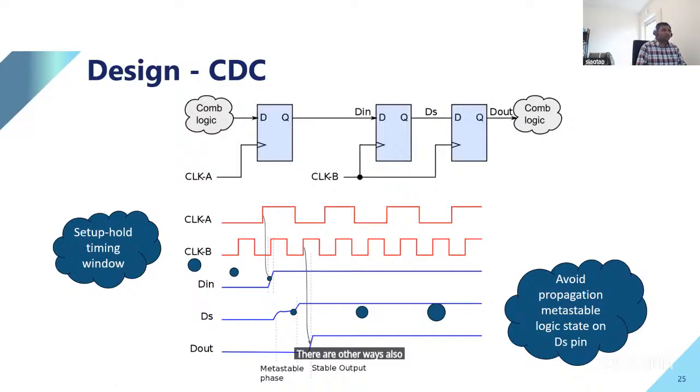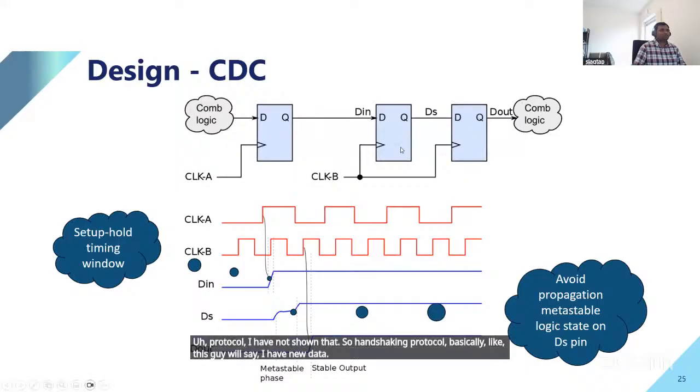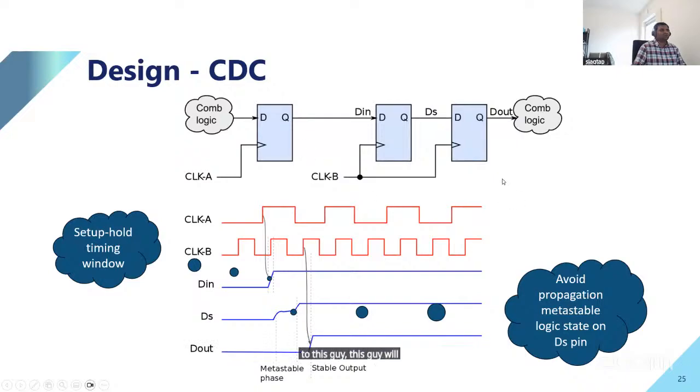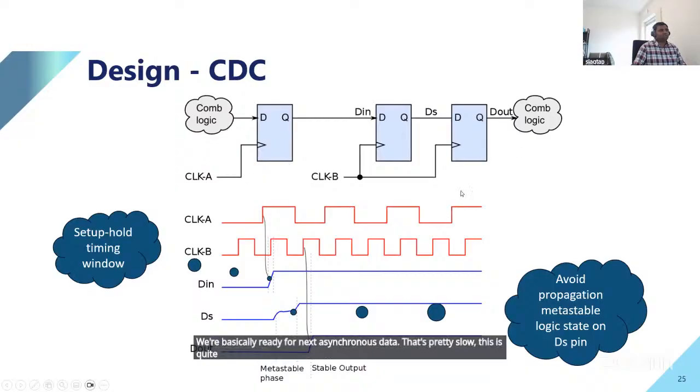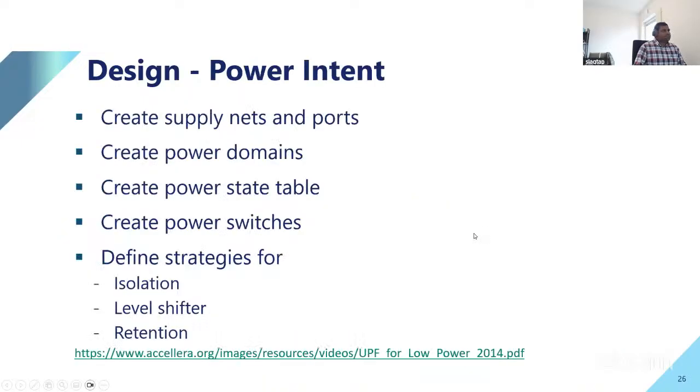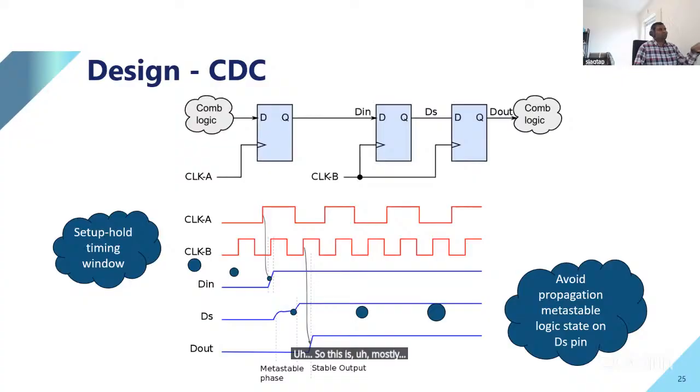It could be a handshaking protocol. I have not shown that. With a handshaking protocol, one side will say, I have new data, the other side will take that new data and acknowledge it, and then the first side will be ready for the next asynchronous data. That's pretty slow. This is quite fast. So people normally use this feature. So this is mostly an RTL design point of view.